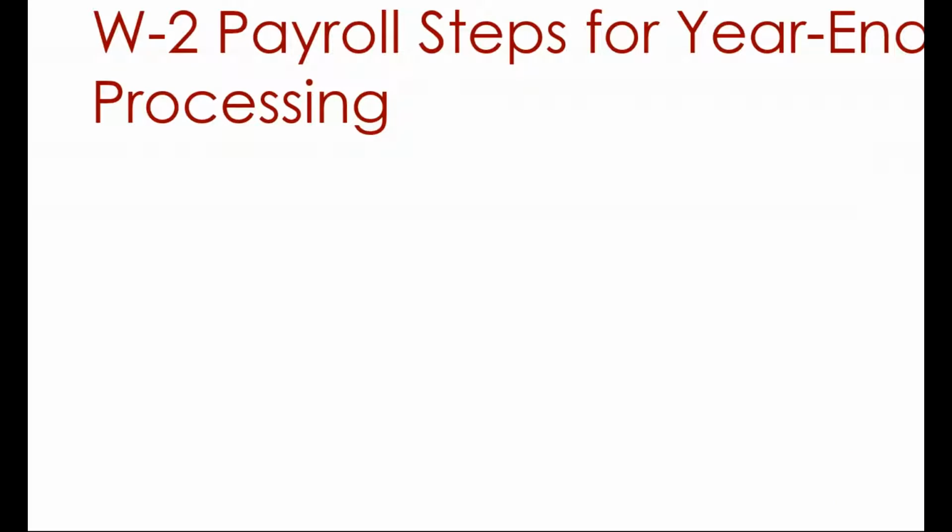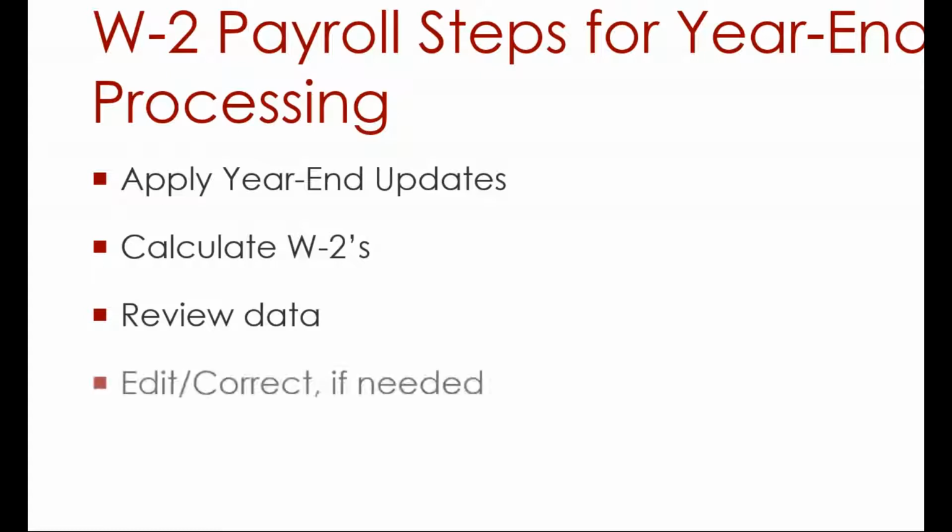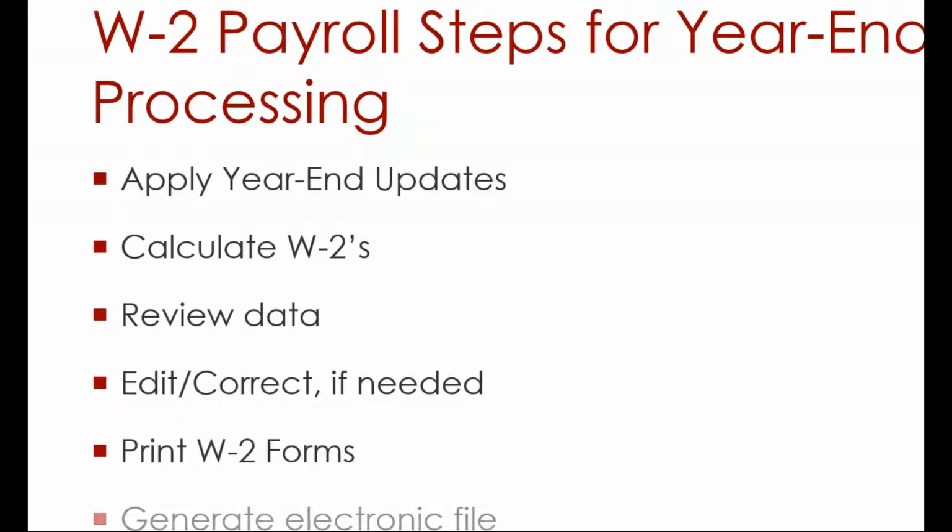So here now we're going to take a high-level overview of the W-2 steps for year-end processing, and we'll go into each of these in a little bit more detail coming up. First, the year-end updates are applied. Then the W-2s are calculated. Data on the W-2 forms should be reviewed. You want to make sure that the information contained on them is accurate. We want to make any edits or corrections as needed. We would print the W-2 forms. And then if you're filing electronically, last would be the creation of the electronic file.